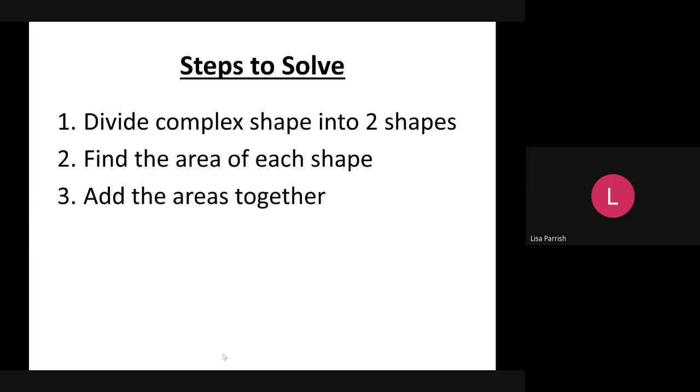And then once you know what two shapes you're dealing with, you find the area of each of those shapes. So if you've got a square and a triangle, when you split it up, you find the area of the triangle, then find the area of the square. And then finally, after you've found the area of both shapes, you just add those answers together. Again, if you need to pause this, feel free to do so to copy those steps down. It's a little easier once we actually start working them.